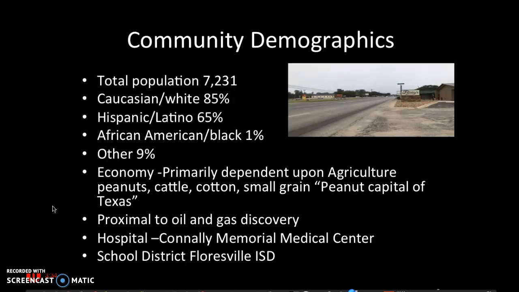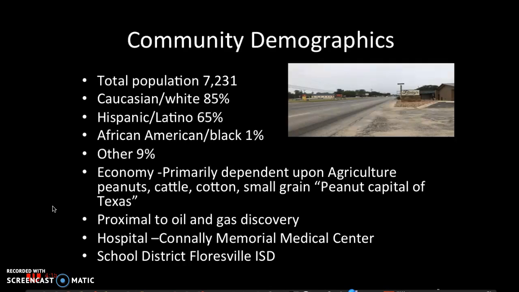Just to give you an idea of the community demographics, the total population of Floresville is 7,231 people. Pretty small. Broken down into Caucasian or white, 85%, Hispanic or Latino, 65%, African American or Black, 1%, and other, 9%. The economy is primarily dependent upon agriculture, such as peanuts, cattle, corn, cotton, and small grain. It has been dubbed the peanut capital of Texas.